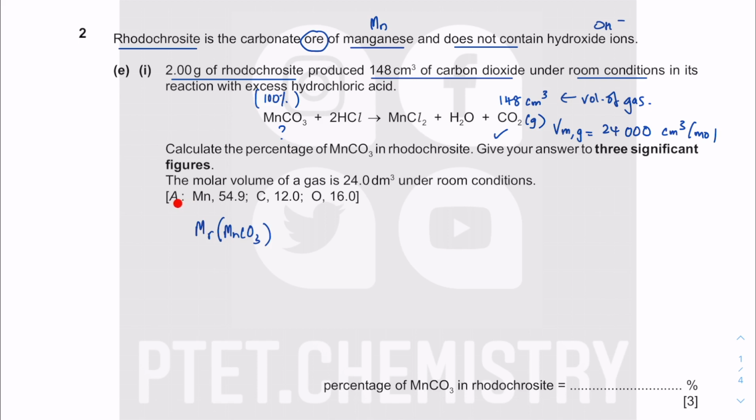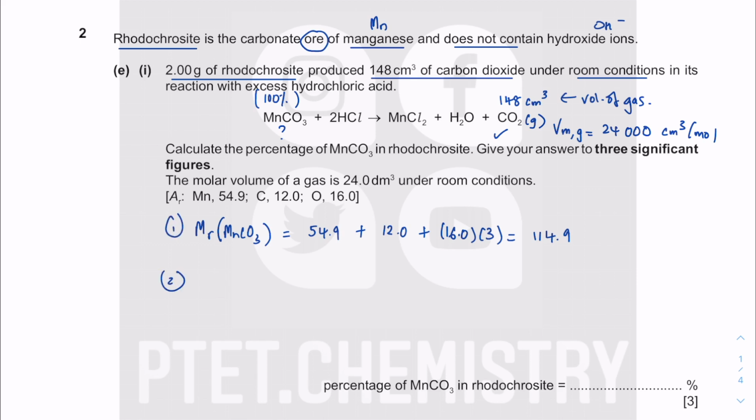So they've given you the AR here, which is more accurate than the one given in your periodic table. So you should probably just use these, but bear in mind that in the O level, your periodic table just gives you whole numbers, so you can just use those if it is not given like this in the question. Since it's given in the question, it's 54.9 times 1 plus 12.0 times 1 plus 16.0 times 3. So that gave me 114.9. Alright, so it's actually gram per mole, which is the MR.